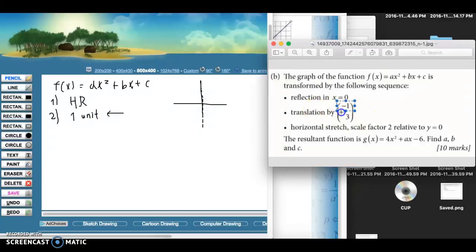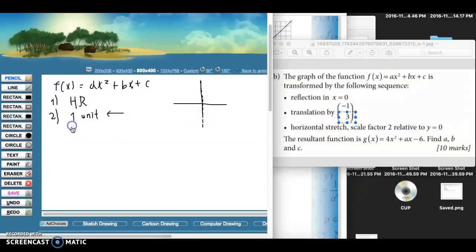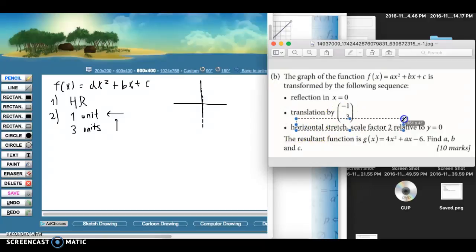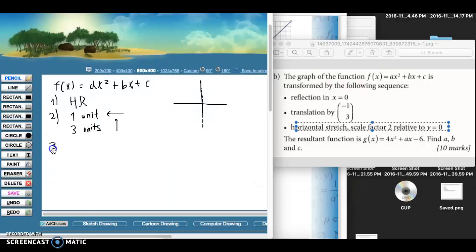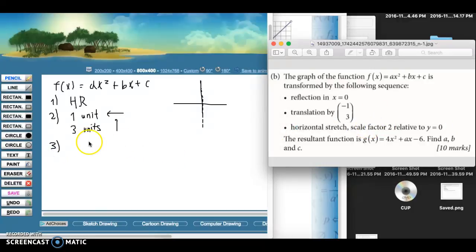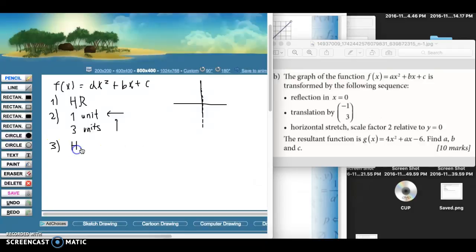And then we have this number here, which represents our vertical translation. Since it's positive, it's going to be 3 units up. And then we have our horizontal stretch by a scale factor 2 relative to y equals 0. For horizontal stretch or compression, we always take 1 over whatever scale factor they give us. So it's going to be a horizontal compression times 1 over 2.